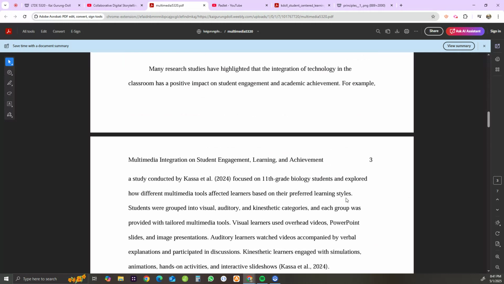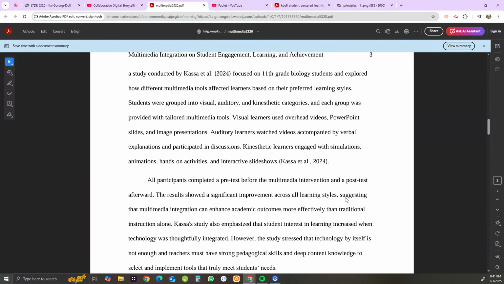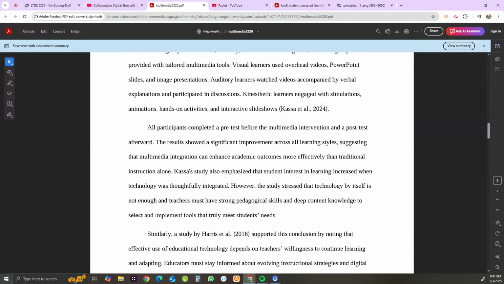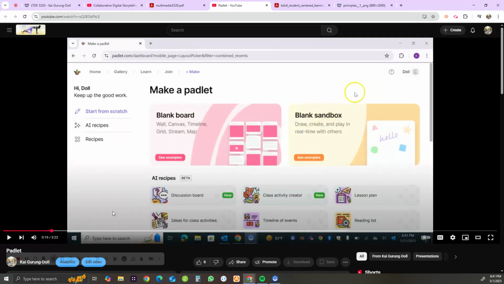One of the reasons that technology helps students engage is also the fact that it has so much accessibility that students now have the opportunity to use all of it, so that too helped. The third thing was a multimedia tool, and for this one I went over Padlet.